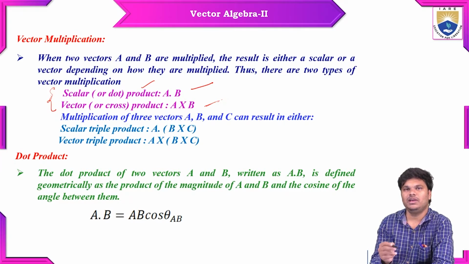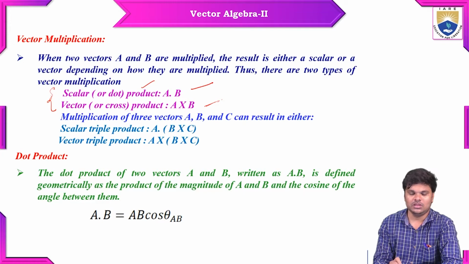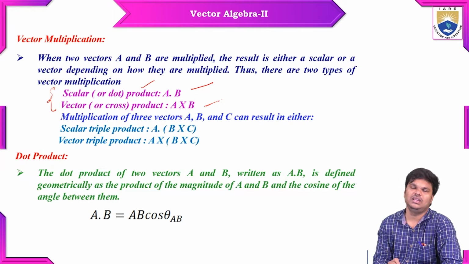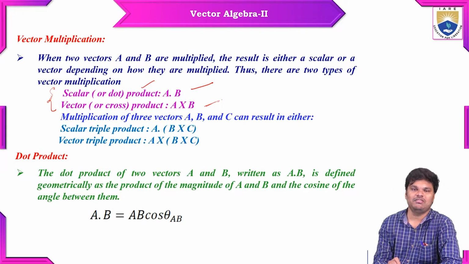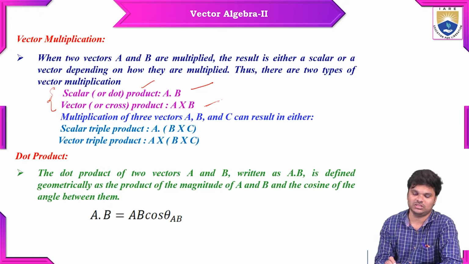How do we perform multiplication when three vectors are given? So that is the question here. Similarly, here also, the vector multiplication of three vectors A, B and C can result in either a scalar triple product or a vector triple product. Means the result could be either scalar or vector. It depends on how you perform the vector multiplication of those three vectors.